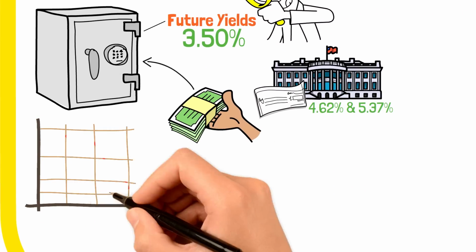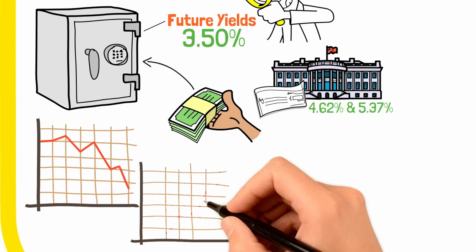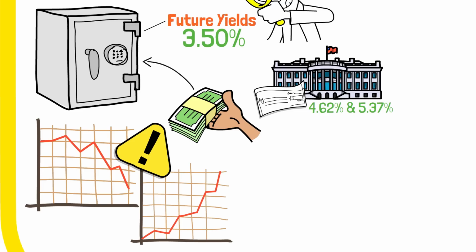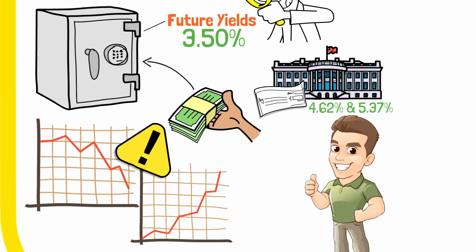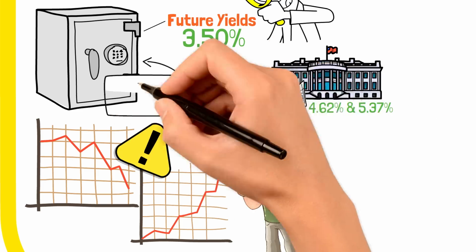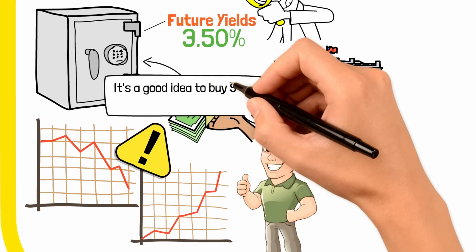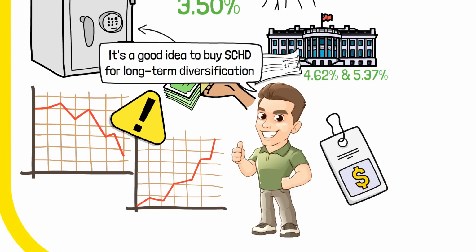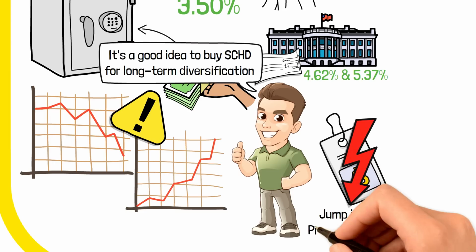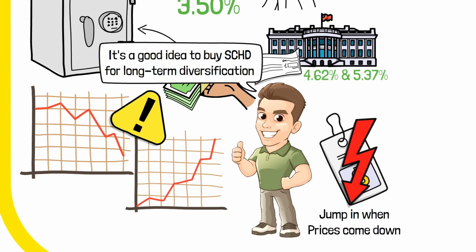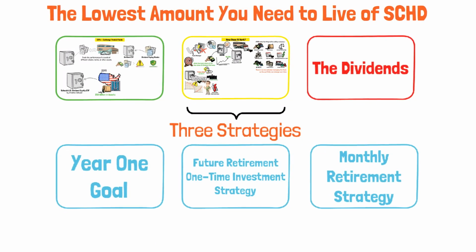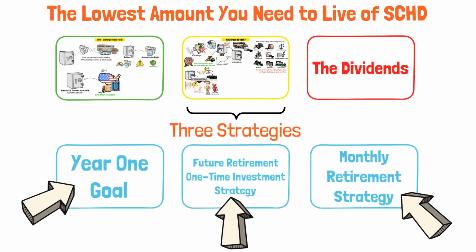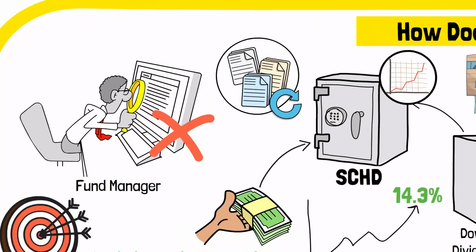However, because of the ups and downs we've seen in the past few years and the uncertainty ahead, trying to outperform the market with SCHD might not work out as expected. So while I still think it's a good idea to buy SCHD for long-term diversification, it might be smart to wait for prices to go down a bit and for yields to improve before jumping in. And that's where you can use the 3 strategies that I'm going to show you at the end of the video. Each of these 3 strategies is adjusted so that it needs the lowest amount of investment required. Back to the ETF.